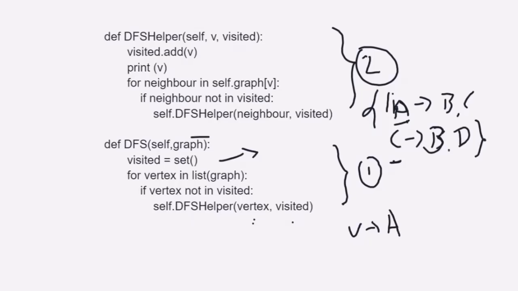You will basically print A, and then for every neighbor in self.graph V. So you are accessing a map at node V. So that means for B and C. So first B, then C. Now if neighbor not visited, if B not visited, you will call this helper function again with the B node here. Alright, you call it, you will add B to visited set, you will print B. Then you'll see for every neighbor in B.